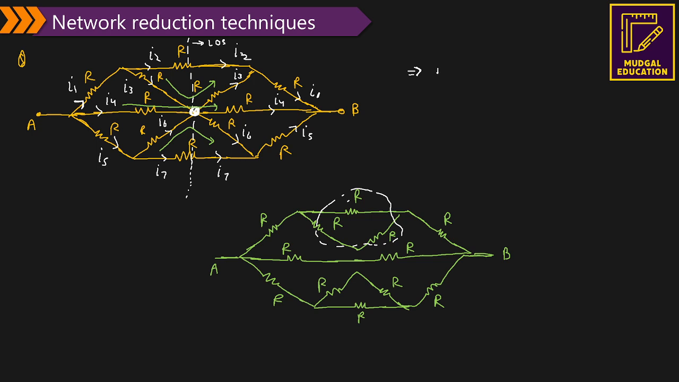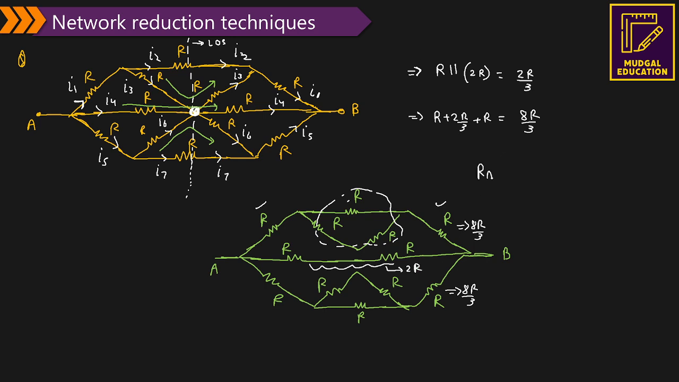So here I can see R is parallel to the series resistance of 2R, right? So it comes out to be 2R by 3. Also this resistor is going to add. So R plus 2R by 3 plus R comes out to be 8R by 3. So the combination here is 8R by 3. This is also 8R by 3. This is actually 2R.